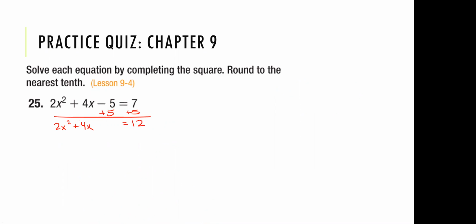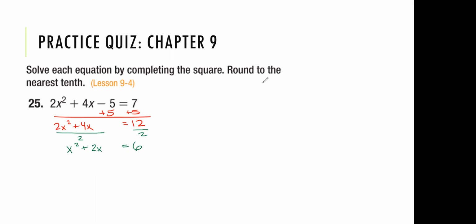Remember, my coefficient in front of x squared needs to be a 1. So what I can do is divide both sides of my equation by 2. So then I'm left with x squared plus 4x equals 6. Sorry, 4x divided by 2 is 2x. So it's x squared plus 2x equals 6.